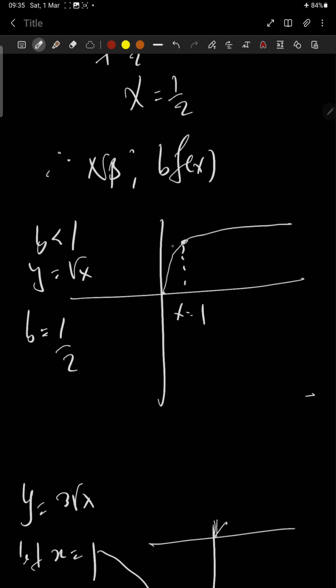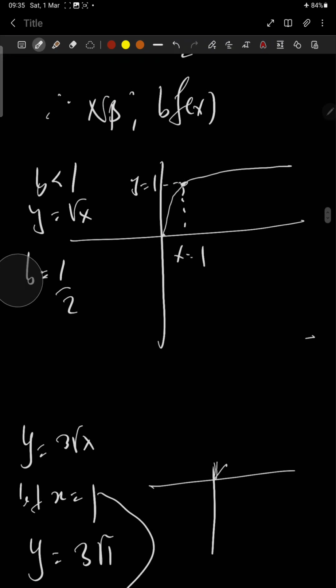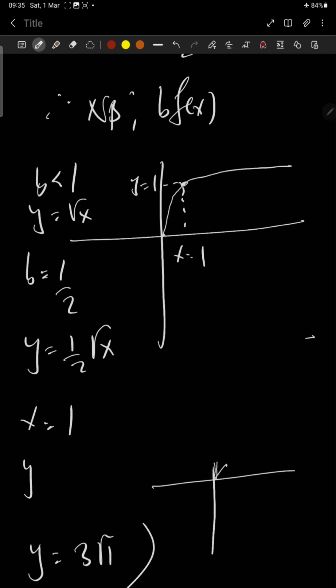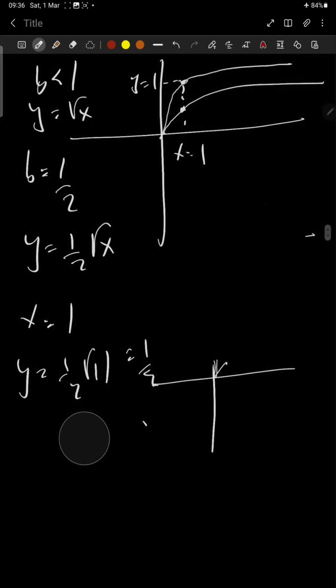So this is x equal to 1 and y equal to 1. Now let's find y equal to half square root of x. Let x be equal to 1 and find y. So y will be 1 over 2 square root of 1, and that will be 1 over 2. So y is 1 over 2. 1 over 2 is below 1, which is a point inside there. So notice if b is less than 1, it will be a point inside the original function, inside the parent graph. Always remember whatever I've said here.